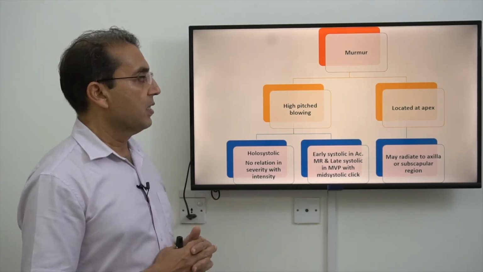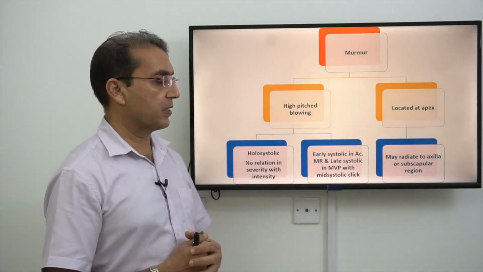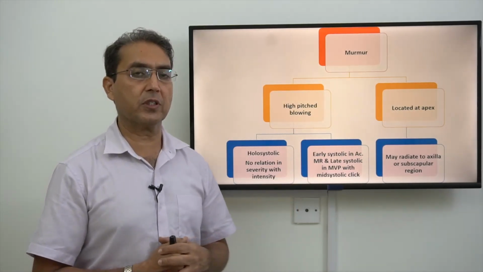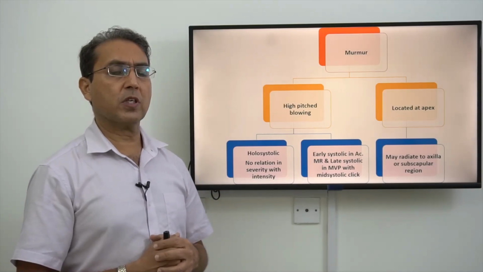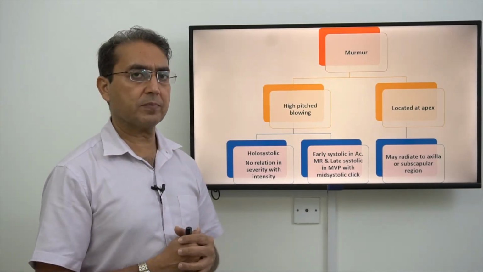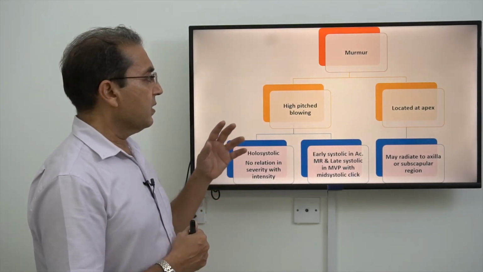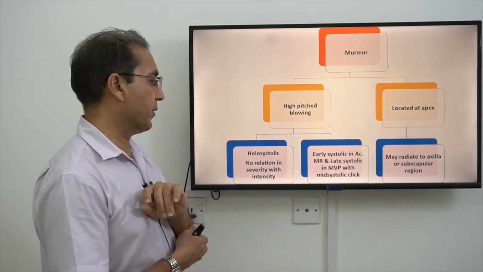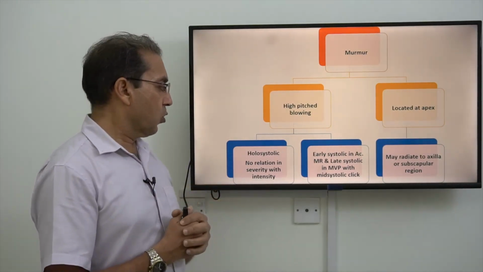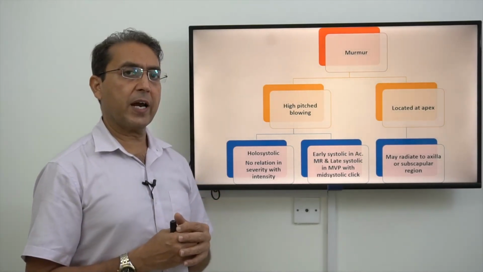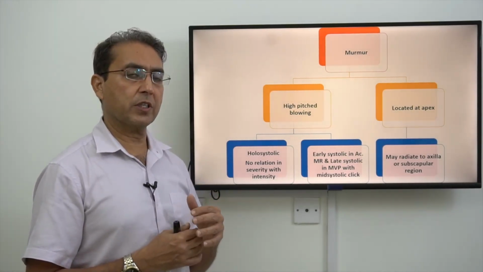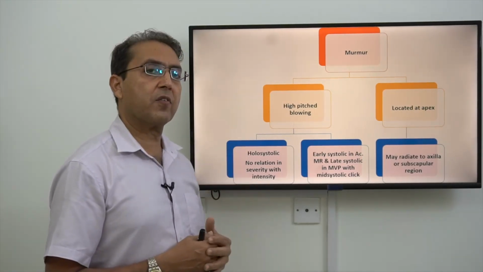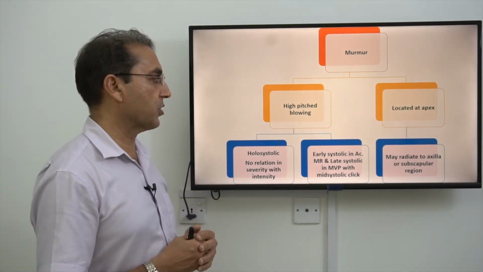Now the murmur. The murmur is located at the apex. It may radiate to the axilla or back toward the subscapular region. It may also radiate to other portions, for example, it may radiate upwards. This is usually a high-pitched blowing murmur. It's a pan-systolic murmur. There is no relation between the severity of the murmur and the intensity of mitral regurgitation. So the loudness of the murmur does not correlate with the severity of the mitral valve regurgitation.